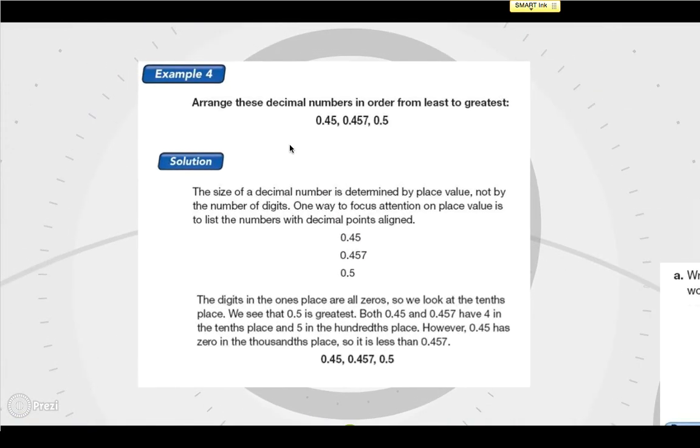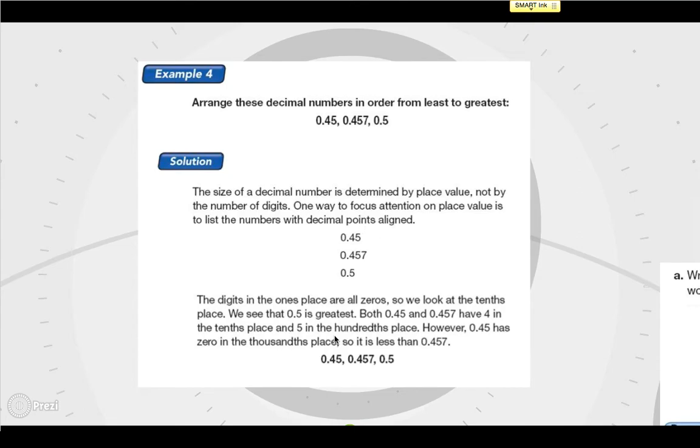All right, example number 4. We're going to arrange these decimals in order from least to greatest. Remember, you're going to judge them by which is first, second, and third. Now, we know that these two look similar. However, we have a little bit more here, an extra 7 thousandths, so this is going to be bigger than this one. And then we have 0.5, which is bigger than all of them because we're looking at the tenths place first.